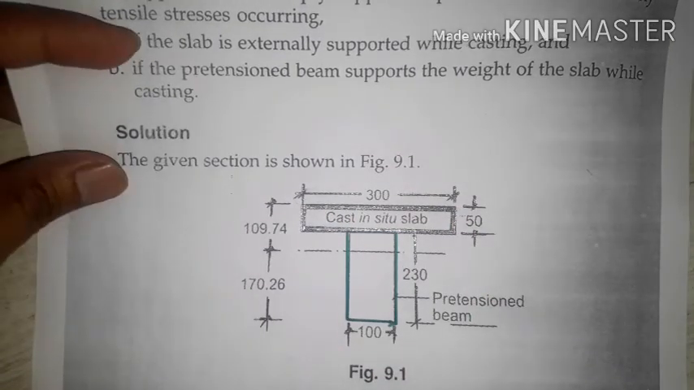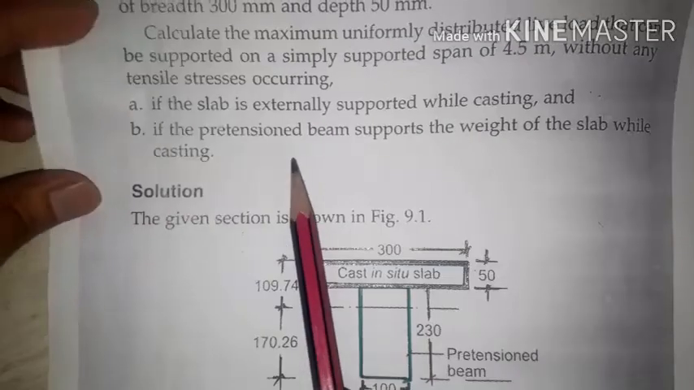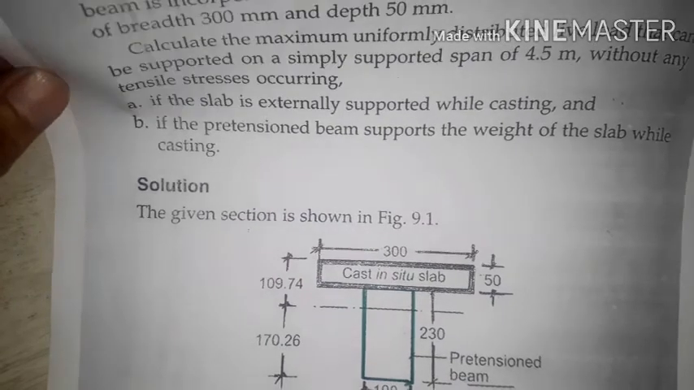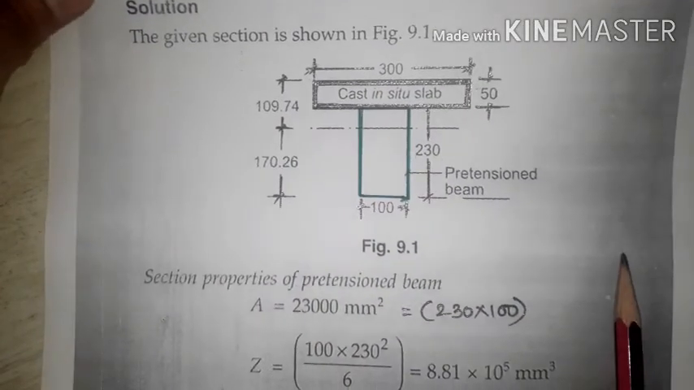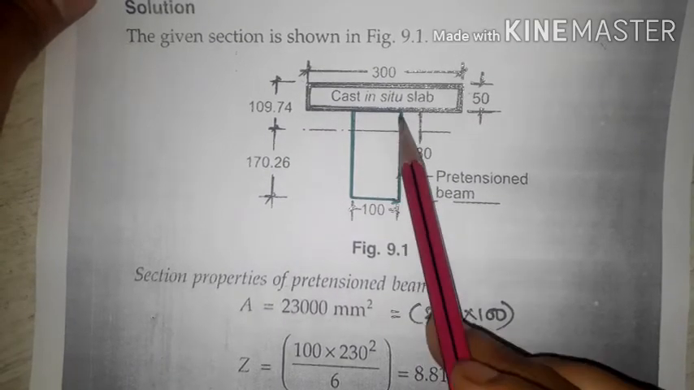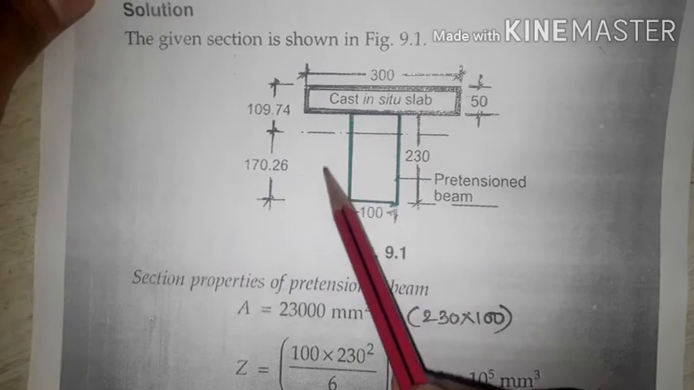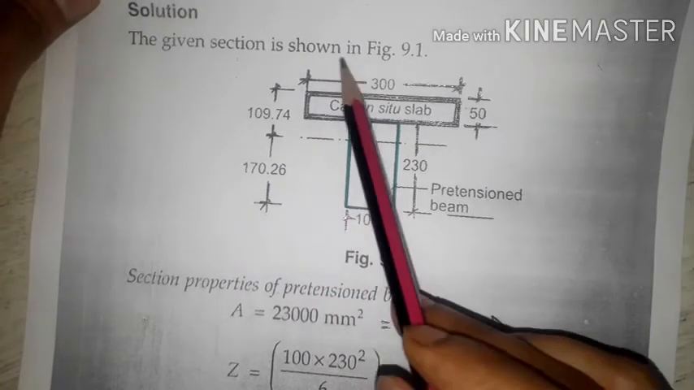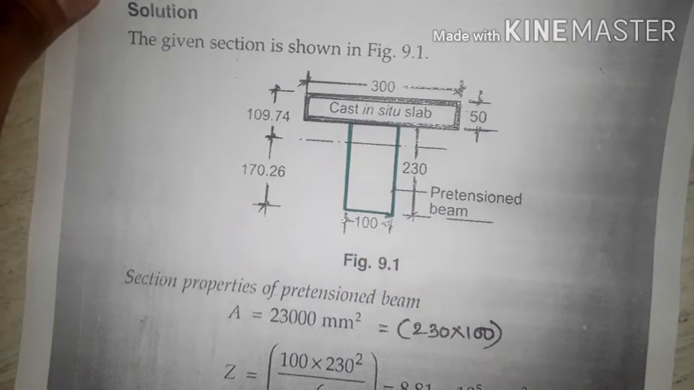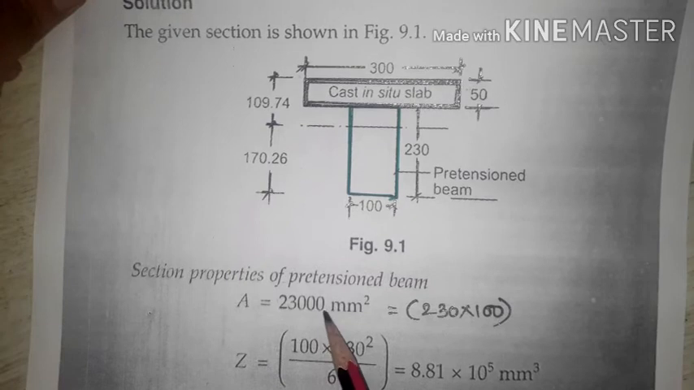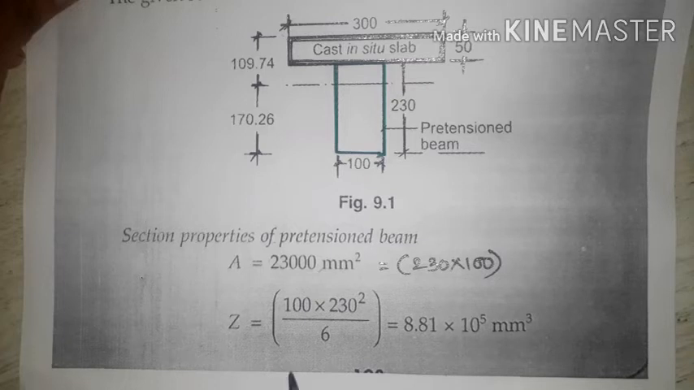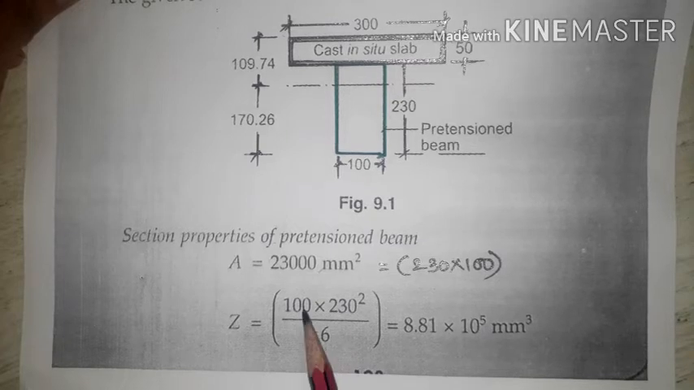Now we have to go for the first condition, that is, the slab is externally supported while casting, meaning it is a propped condition. So here we'll calculate the properties first. We have the section properties of the pre-tensioned beam, only the beam part which is precast. Now we are not dealing with the composite section. We are dealing first with the precast section. The area is 230 by 100. Then the section modulus is BD square by 6.